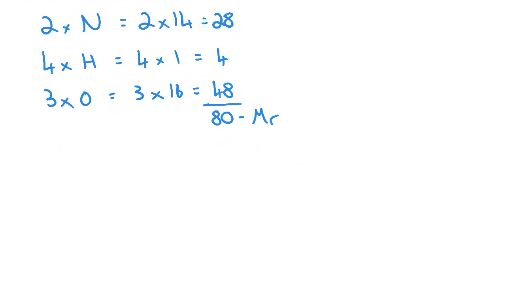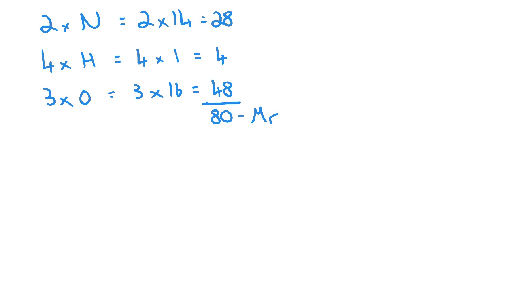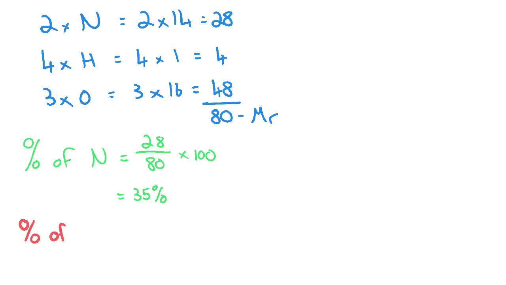To carry on as we did before, the mass of nitrogen is 2 times 14. So my percentage of nitrogen is equal to 2 times 14, which is my 28, divided by 80 this time, because that's the MR of the compound, multiplied by 100, which works out at 35% nitrogen. My percentage of hydrogen is equal to 4 times 1, divided by 80, multiplied by 100, which will work out as 5%.